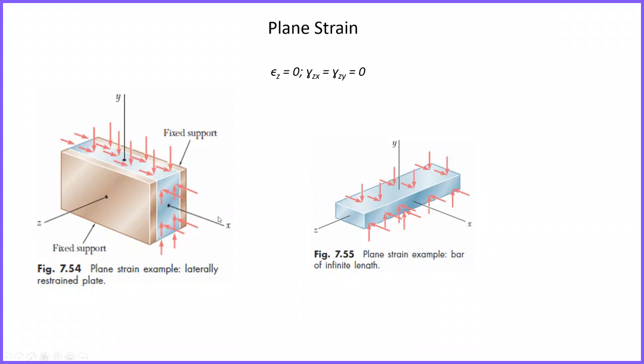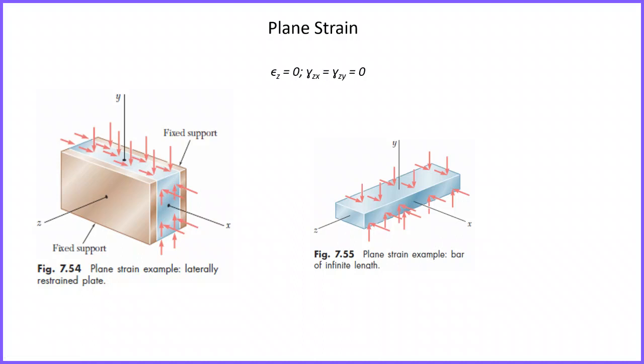Another classical example of plane strain is a bar of infinite length. If you compress this bar along the y direction and along the x direction, but the z direction is free, there is nothing in the z direction, just think about that. This bar is neither elongated nor contracted in the z direction. So epsilon z is 0, and so are gamma zx and gamma zy, and this is an example of plane strain.